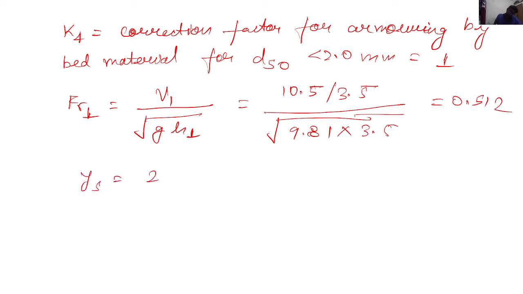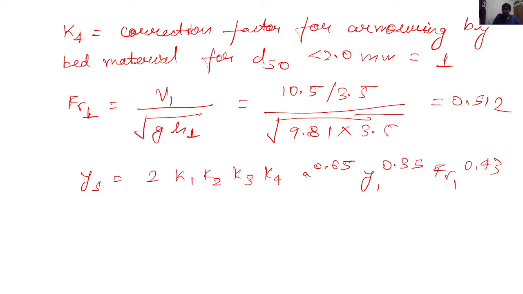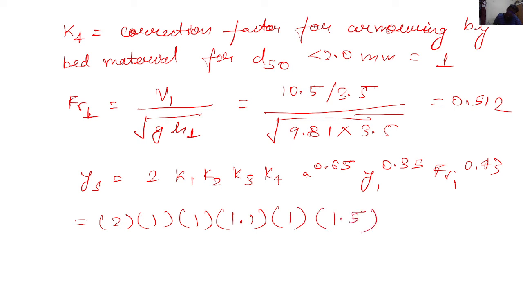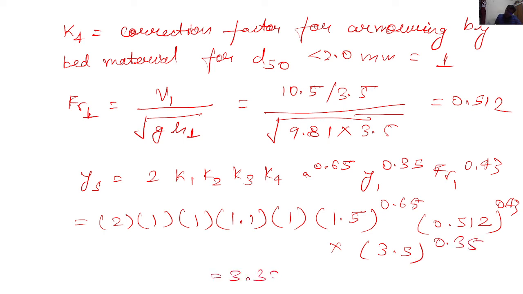So Ys is equal to 2 K1 K2 K3 K4 a to the power 0.65, y1 to the power 0.35, Fr1 to the power 0.43. You need to memorize these equations, unfortunately, because the course moving into the sediment hydraulics part becomes extremely empirical. So this is 2 times 1, 1 times 1.1 times 1 times 1.5, the width of the flow, power 0.65, times 0.512 power 0.43, times y1, which is 3.5, power 0.35. It comes out to be exactly 3.33 meters.